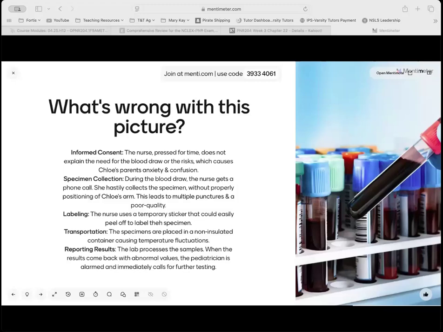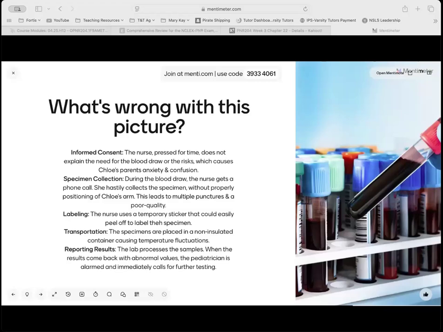What did we do to Chloe that didn't need to happen? Stick her more times than needed to be. Yeah, multiple sticks. We put her second. You should always be first.